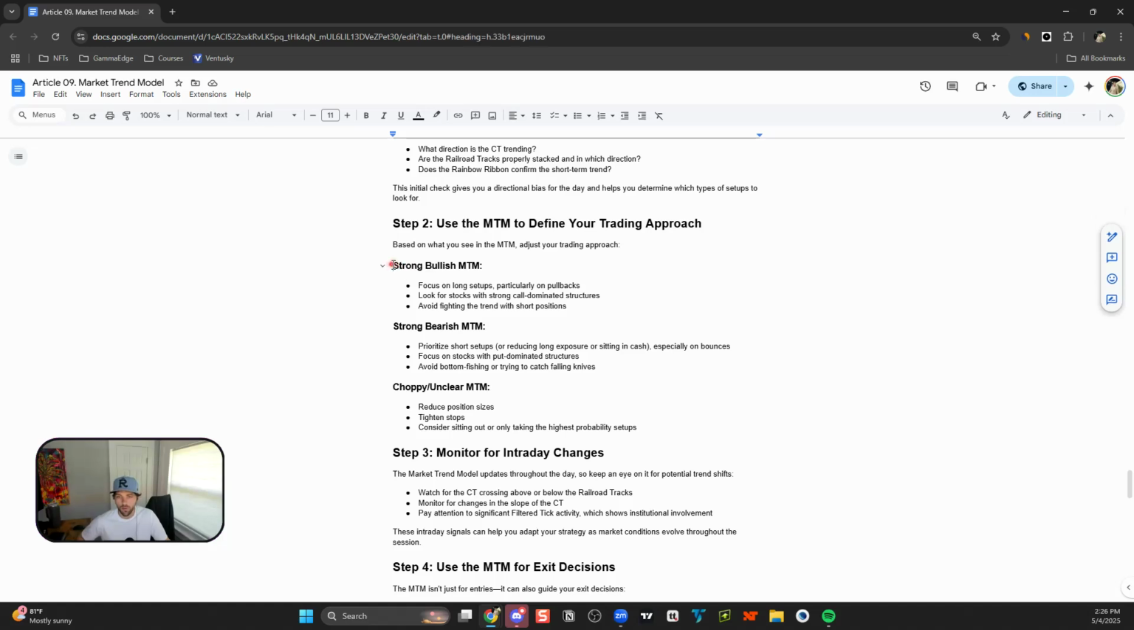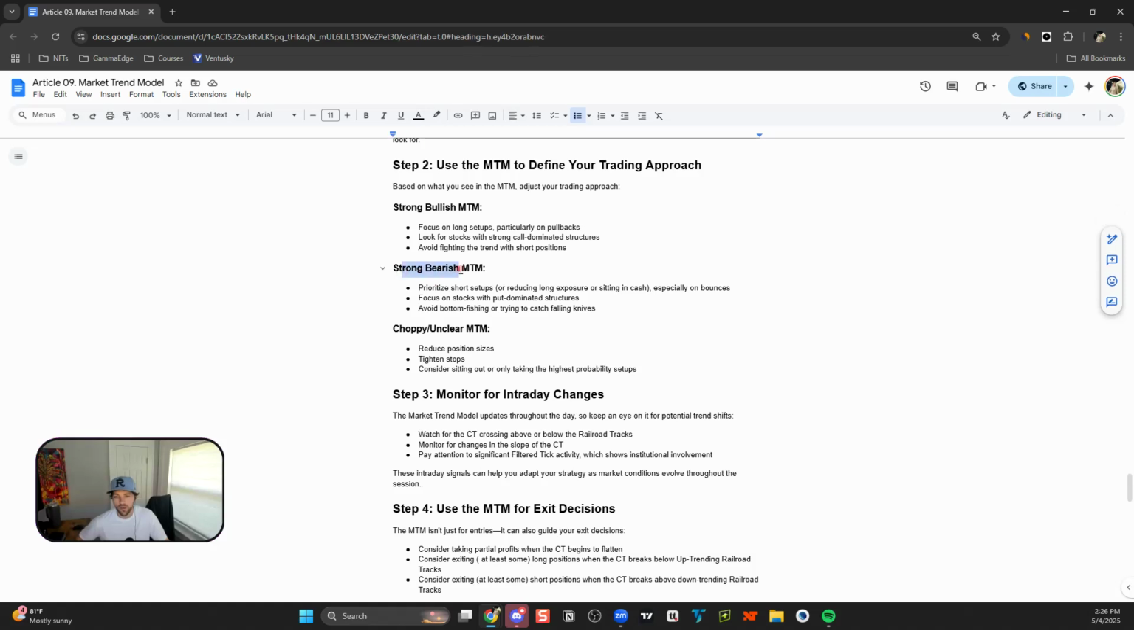So we have the bullish market trend model, where we're looking for setups to the long side, looking for those call dominated stocks if you're an individual equities trader, and we're avoiding fighting the trend by going short. Vice versa, with a strong bearish market trend model to the downside, looking for short setups or reducing long exposure or sitting in cash. If we're trading to the short side, looking for those put dominated structures, and we're avoiding bottom fishing or trying to catch a falling knife.